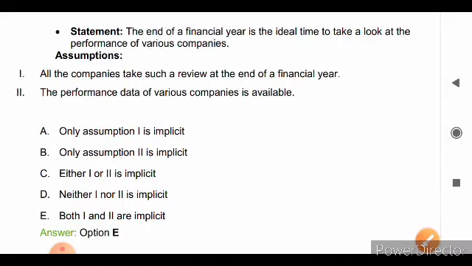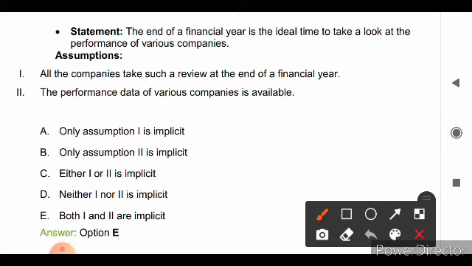Next question. Statement: The end of a financial year is the ideal time to take a look at the performance of various companies. Assumption 1: All the companies take such a review at the end of a financial year. Assumption 2: The performance data of various companies is available. So we can clearly see assumptions 1 and 2 both follow. So the right answer of this question is option E.